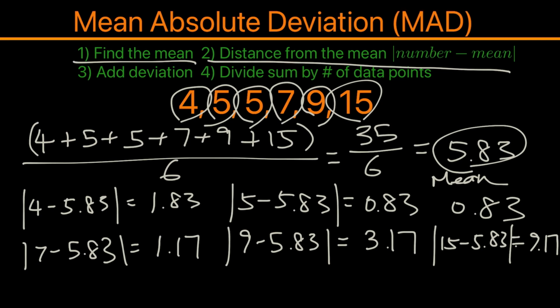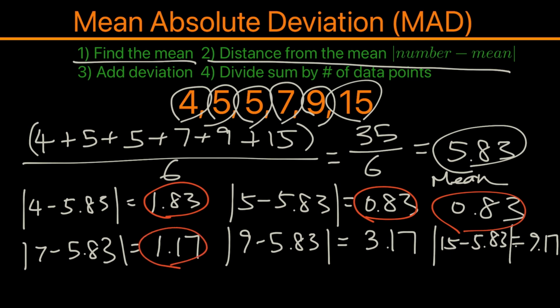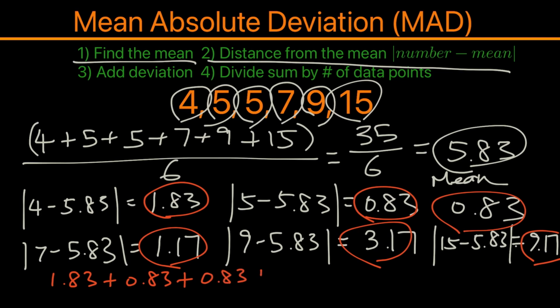Now that we calculated the distance of each number, we're going to add them together. So we're adding up the deviations. So we would take 1.83 plus 0.83 plus 0.83 again, plus 1.17 plus 3.17 plus 9.17. Adding that in the calculator, we will get 17.